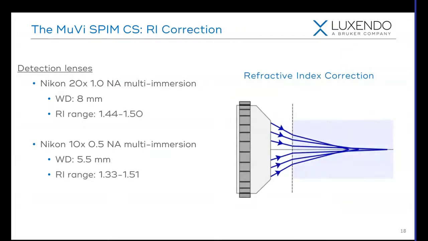And they work with a pretty wide range of refractive indices, 1.44 to 1.50 for the 20x, and a really big range, 1.33 to 1.51 for the 10x. What we can do with these lenses is each one of them has a correction collar, which allows us to correct for these changes in refractive index in order to focus these rays so that they are both hitting the same position, or collecting light from the same position inside the sample, by adjusting that correction collar. So that's one of the ways that we go about optimizing this for refractive index.